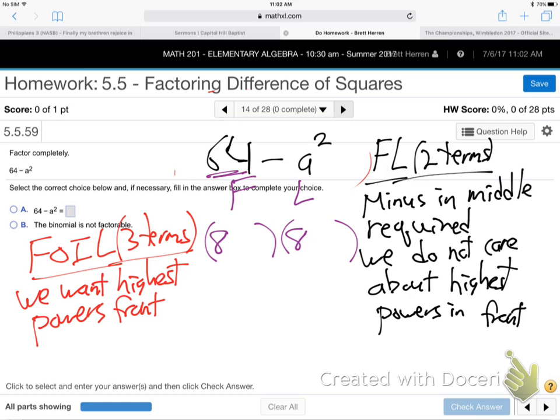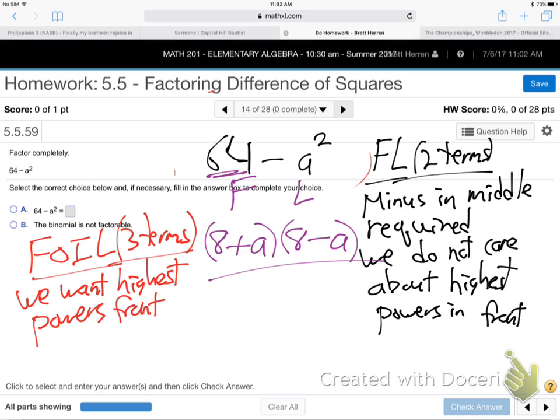And then in the back, a times a is a squared. How do you make negative a squared? One positive, one negative, done. That's all. No reordering, just an 8 plus a and an 8 minus a. And we're done. It's easy.